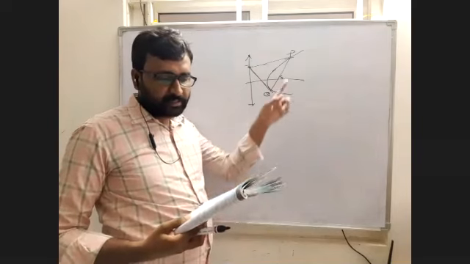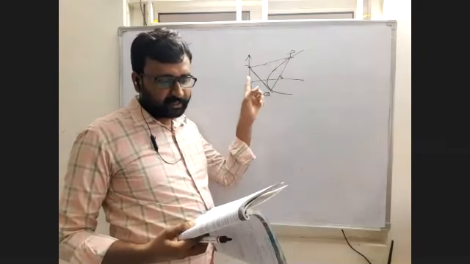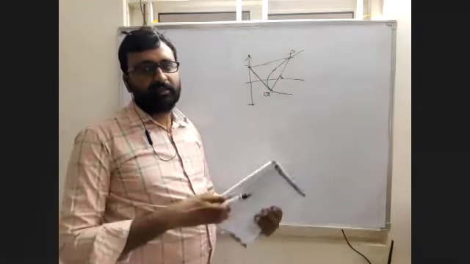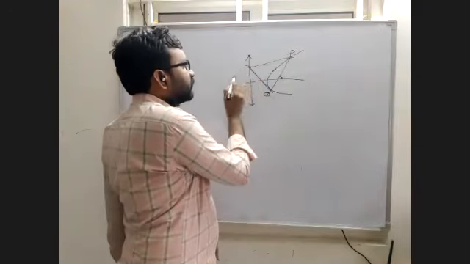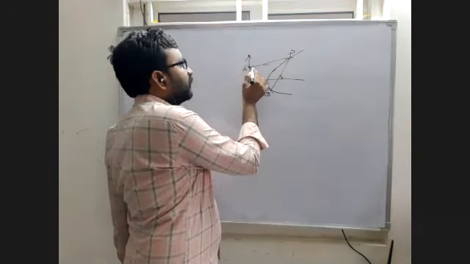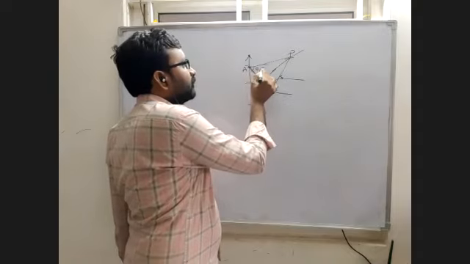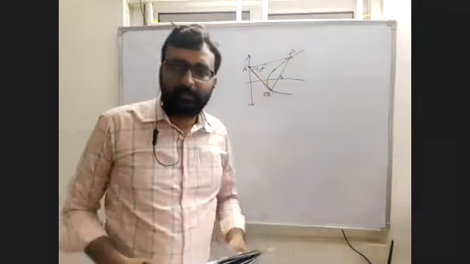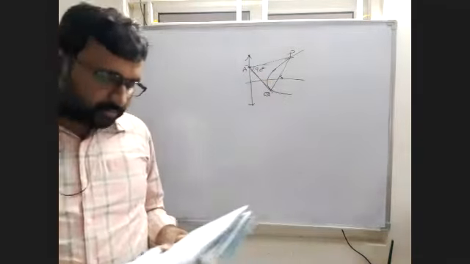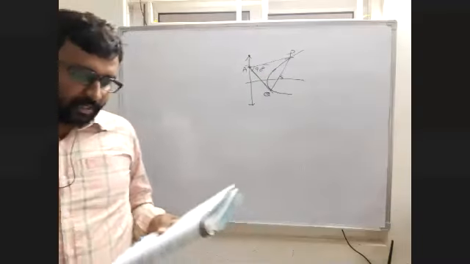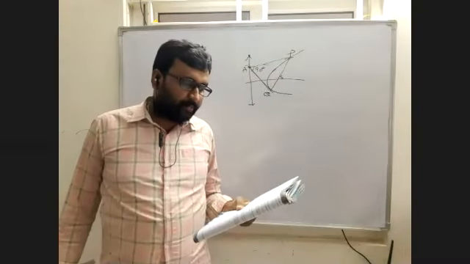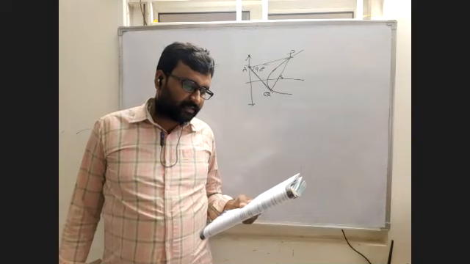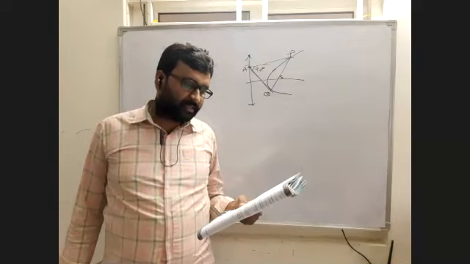The tangents at the extremities of a focal chord of the parabola intersect at right angle on the directrix. So the point of intersection A lies on the directrix, and the angle between them is 90 degrees. And the next point: the portion of tangent to the parabola intercepted between the point of contact and the directrix subtends a right angle at the focus.